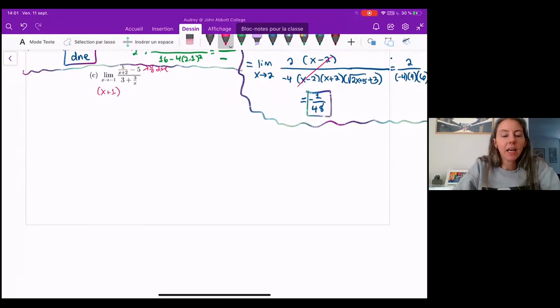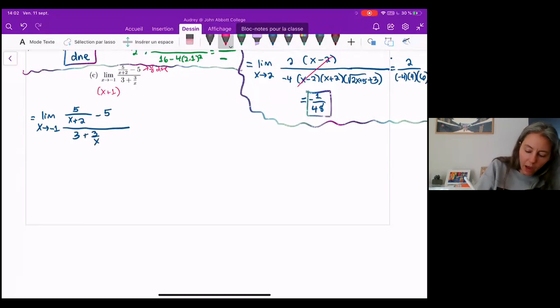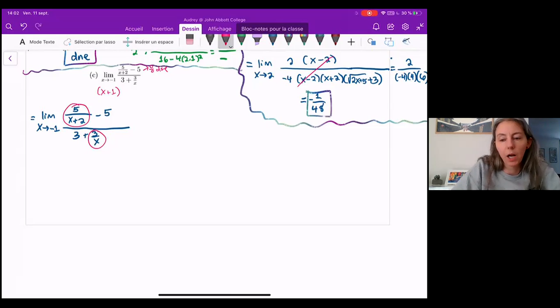We see that this has a fraction inside of a fraction. So I'm going to do this actually in 2 steps. The limit as x approaches negative 1. I'm going to rewrite it so I have room here. x plus 2, 5 over x plus 2 minus 5 over 3 plus 3 over x. And what I can see is my fractions, I have 1 in the numerator and I have 1 in the denominator. So I need to clear denominators by multiplying by those denominators.